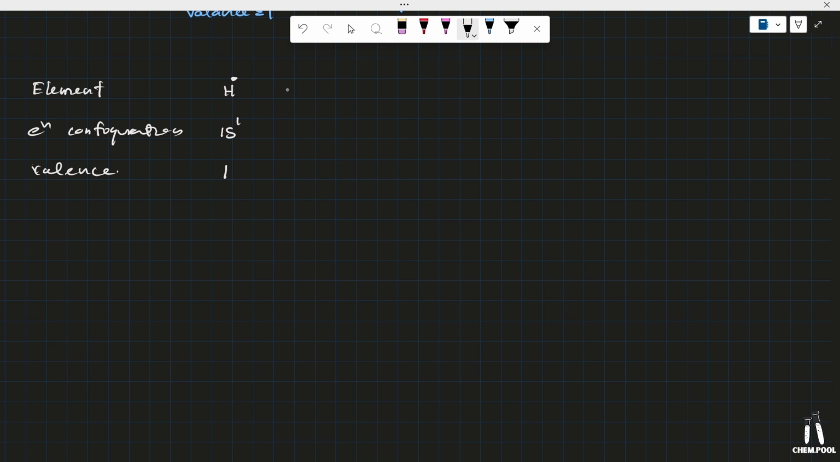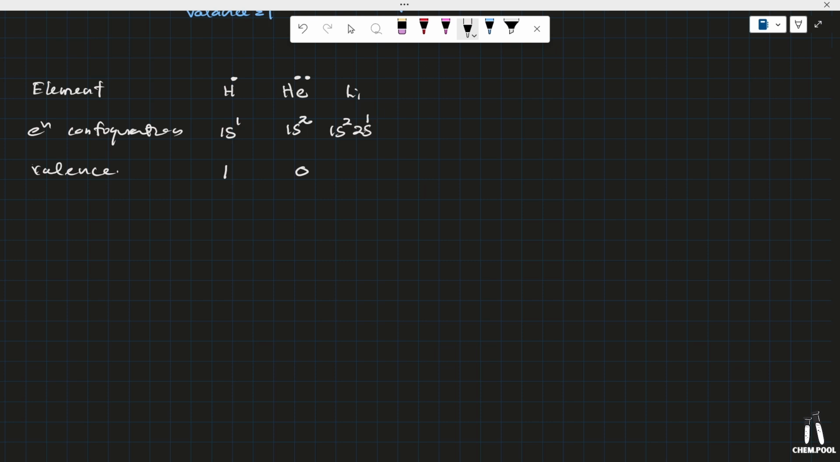Then what about helium? It contains 2 electrons, 1s2. Then you can ask the question, what is the valence for helium? Here you can see it doesn't need any electrons to provide for bonds. Therefore, 0.